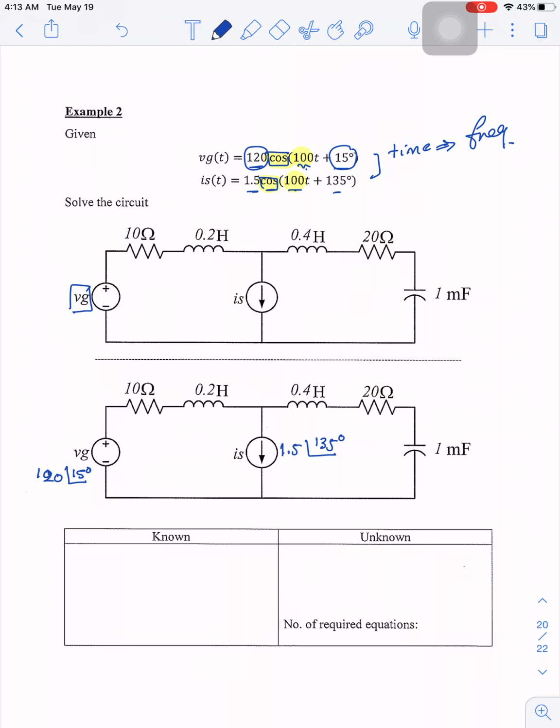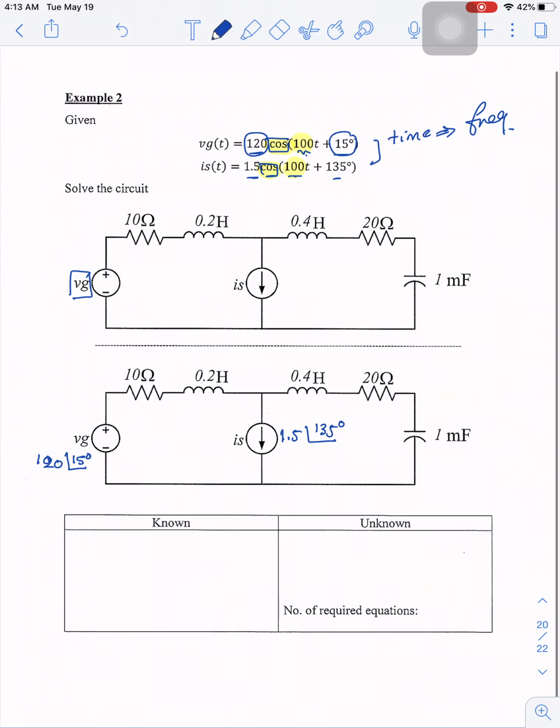So first make sure that all the sources are sine or cos. If one source is sine and the other source is cosine, convert the cos to sine or convert the sine to cos. Make sure that your reference wave is the same. Second, make sure that all the frequencies are the same. Then you can convert each source into its frequency domain version.